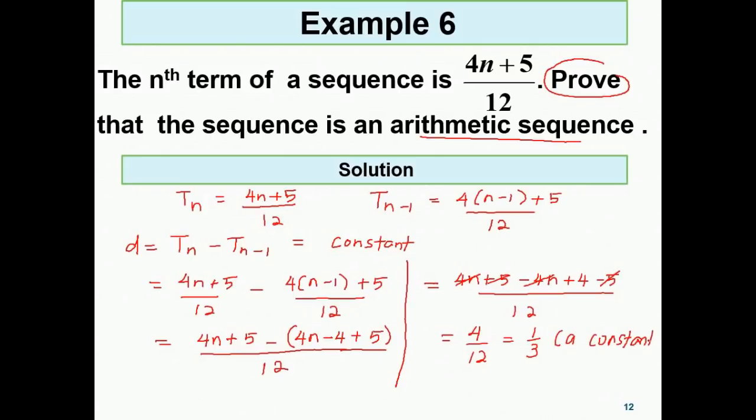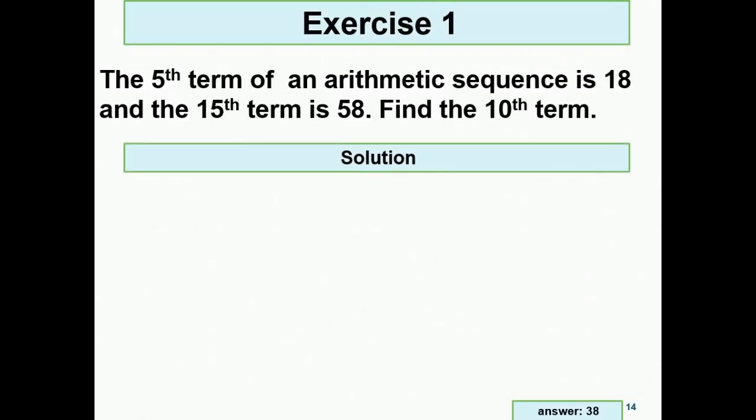So, then, we have proved that this sequence is an arithmetic sequence. So, the sequence is arithmetic. AS is arithmetic sequence. Before we end up our lecture 1, please do this exercise and submit to your lecturer. That's all. Thank you.